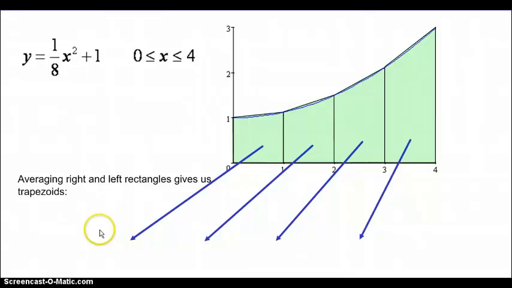So let's work a couple of examples. I want to point some things out for you, and then you'll be responsible for using not only Riemann sums to approximate area, but trapezoid sums or the trapezoid rule as well.